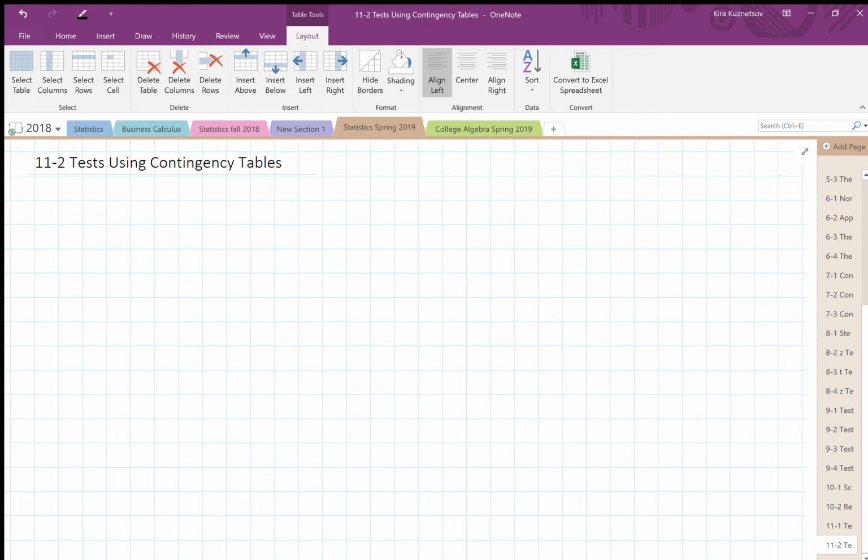This is a lecture on 11-2, tests using contingency tables. So these are chapter 11 tests, meaning all of the tests that are discussed in this section are chi-square tests. The first test is called the test for independence.